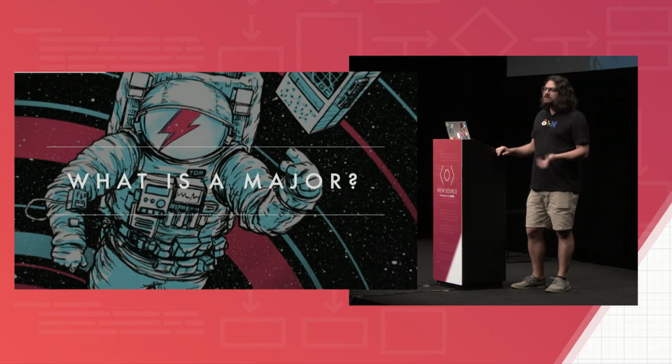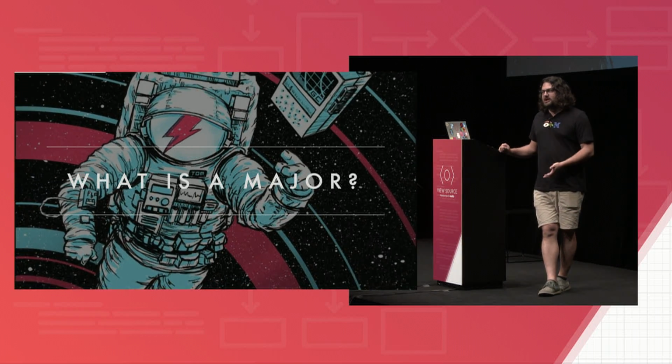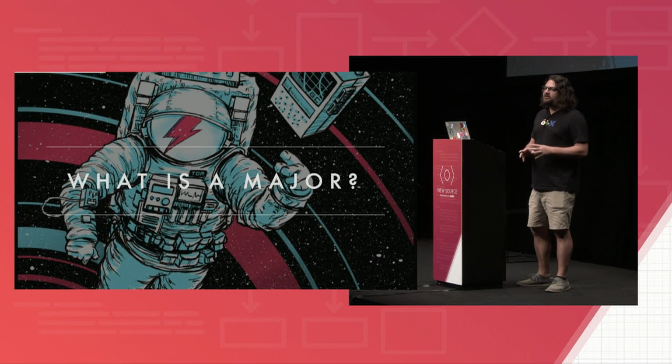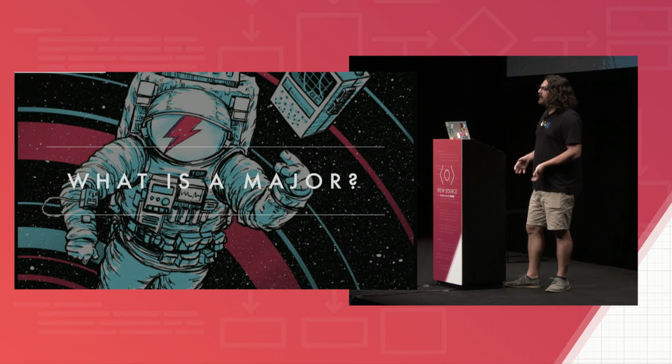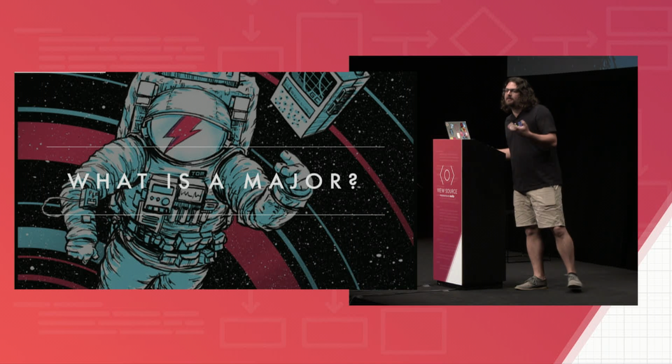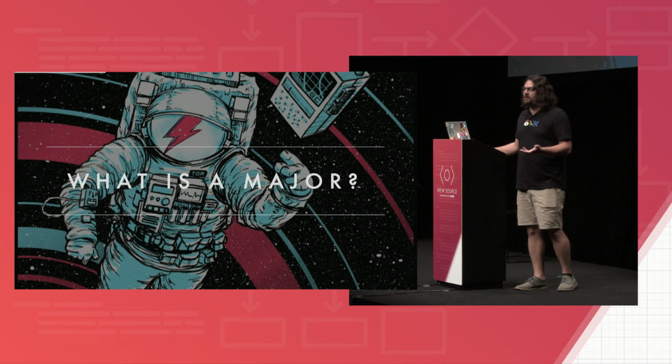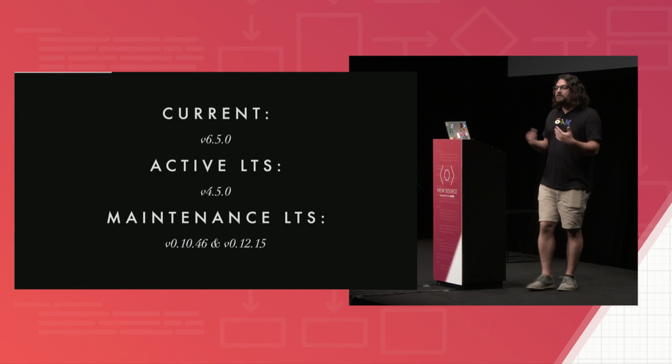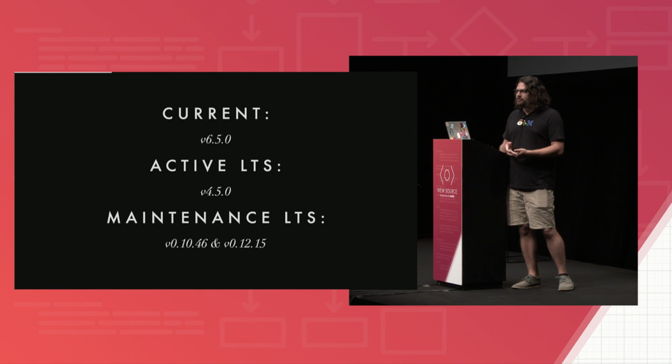So what's a major? A major is any breaking change, any change that changes fundamentally how the code works. We'll dig in a little bit more later in the talk to describe what major changes are. So in Node.js, we have a number of different release streams.